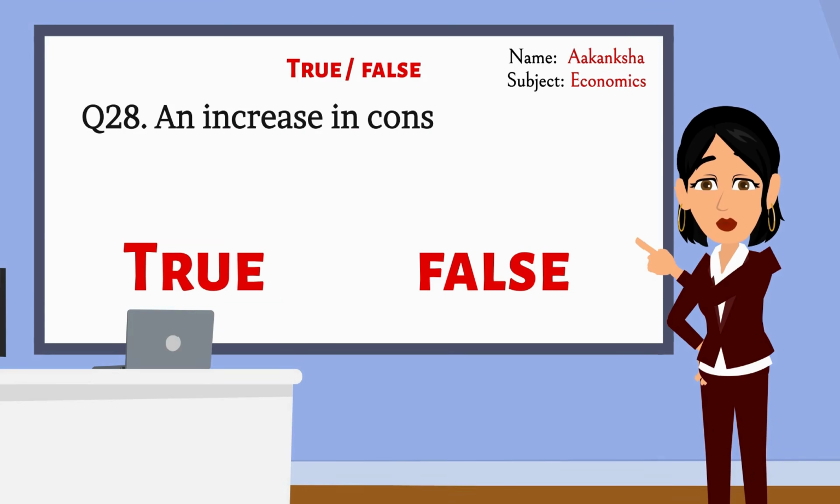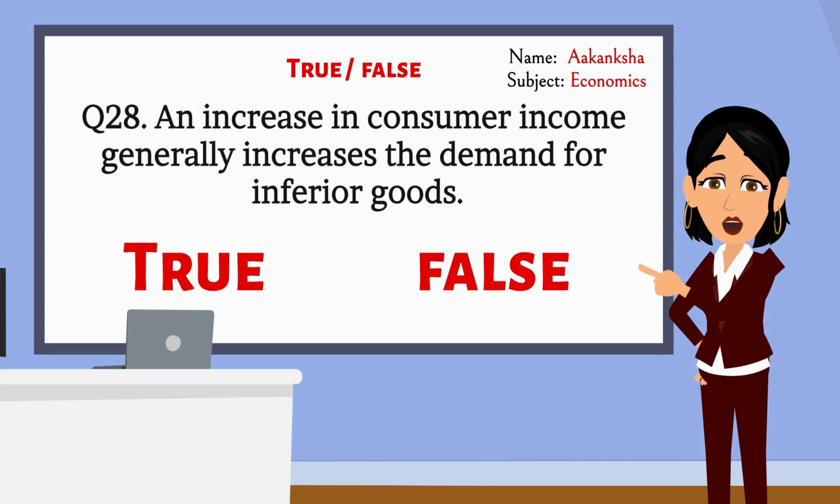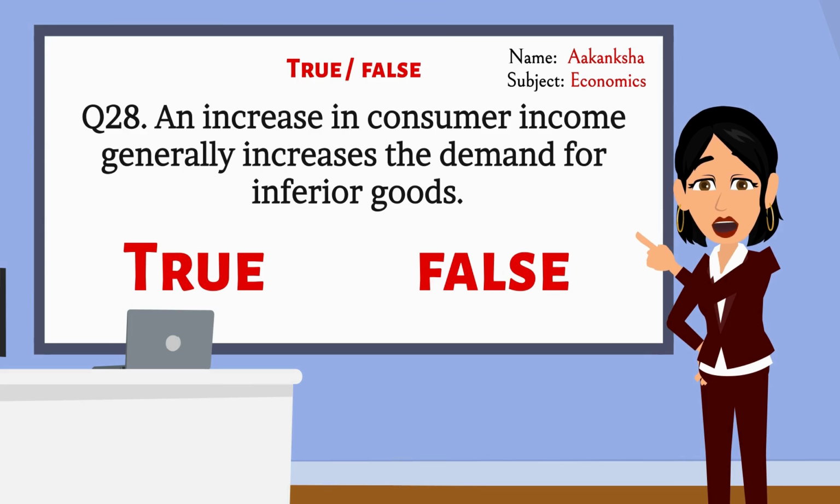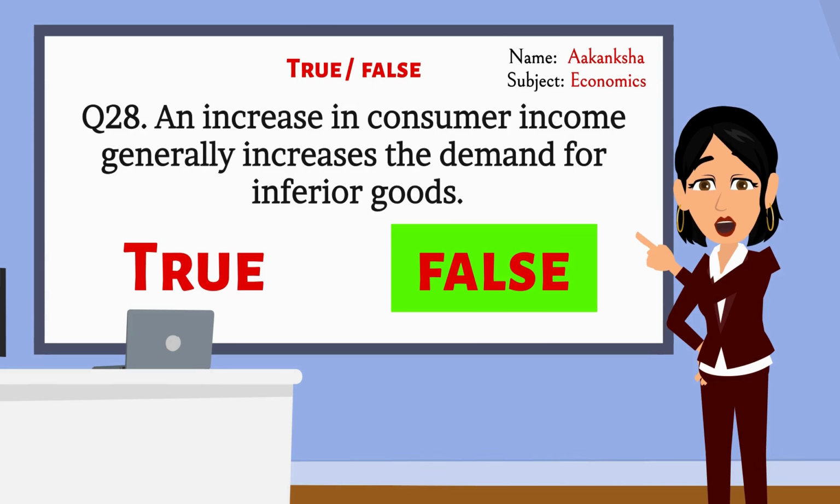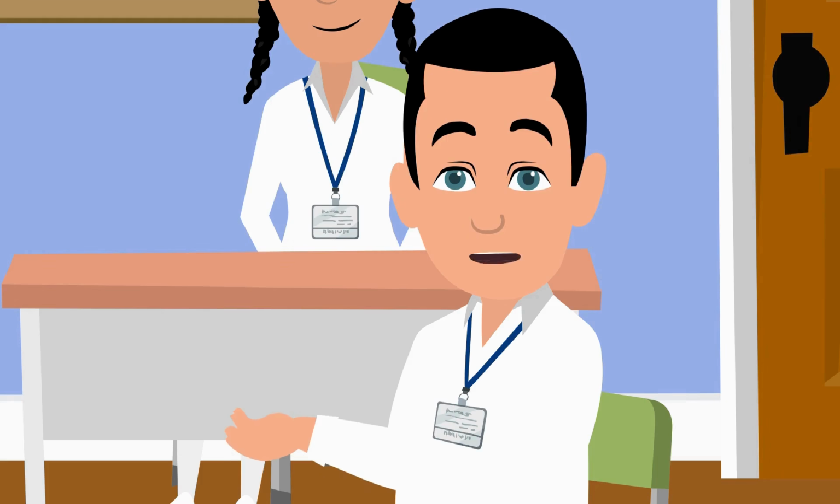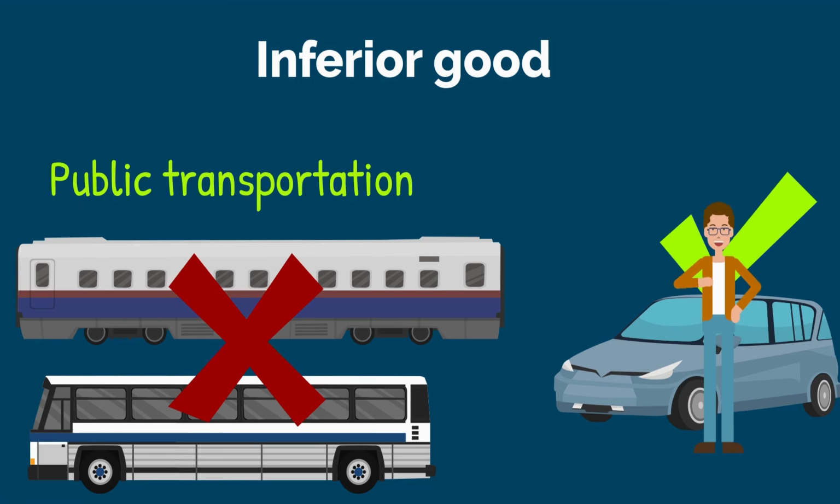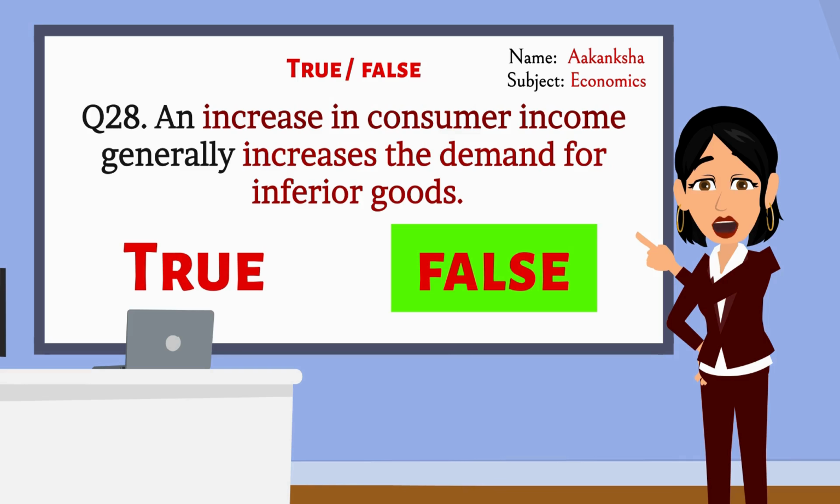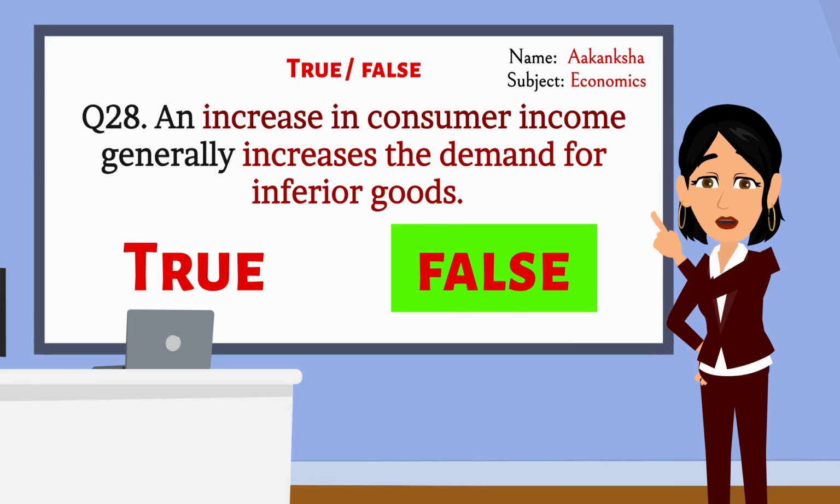Question 28. An increase in consumer income generally increases the demand for inferior goods. True or false? It's a false statement, ma'am. Correct, Ansh. Why is it false? Demand for inferior goods decreases when income increases because consumers prefer higher quality substitutes. That's absolutely correct. Well done. An increase in consumer income generally increases the demand for normal goods, not inferior goods. Okay, class. Moving to next question.